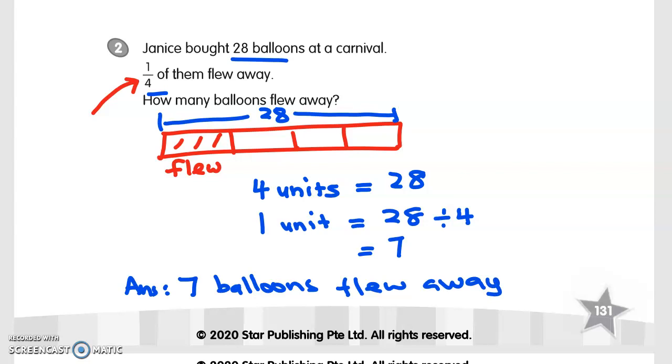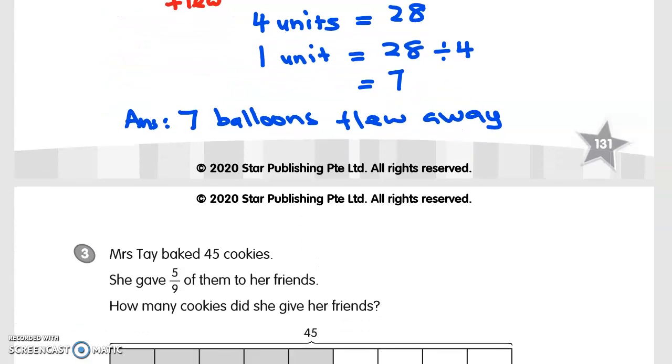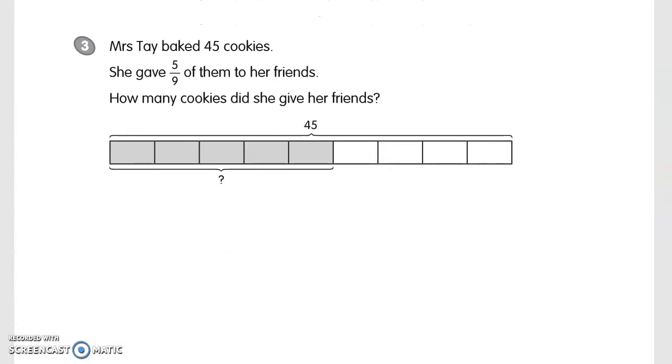Let's go on to the next page. This is question 3 of page 132. Mrs. Tay baked 45 cookies. She gave 5 out of 9 of them to her friends. How many cookies did she give her friends?